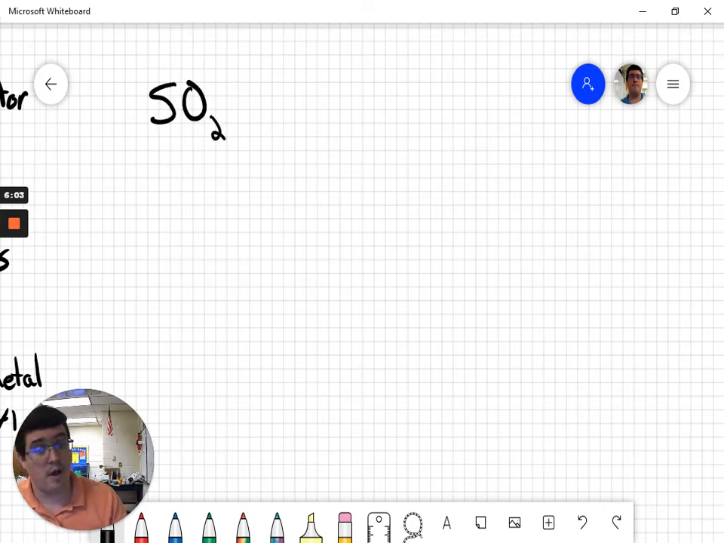SO2. Hit pause. This compound is covalent. Both sulfur and oxygen are on the right-hand side of the periodic table. They're both to the right, both in group 16, actually. And so since it's covalent, i equals 1.